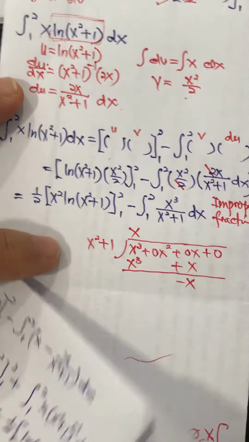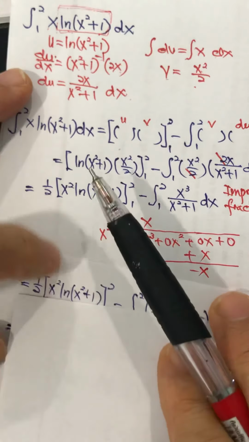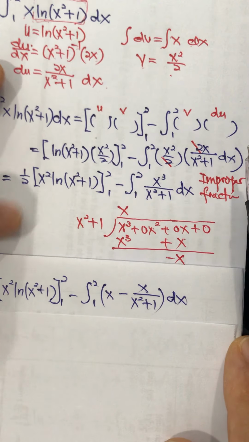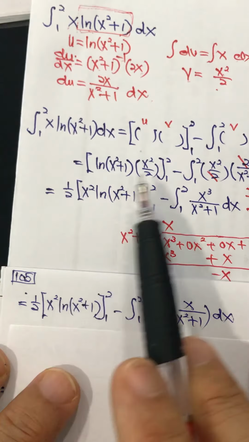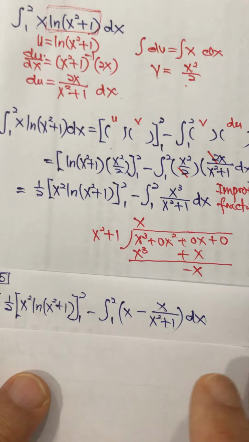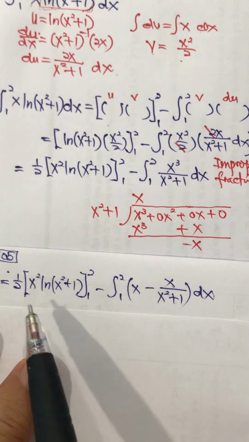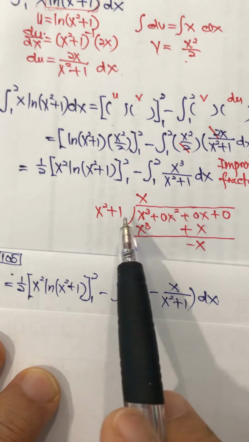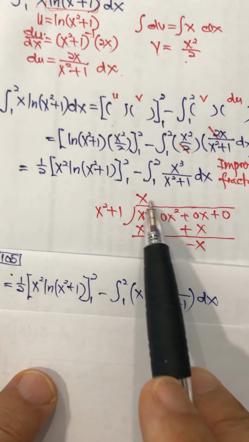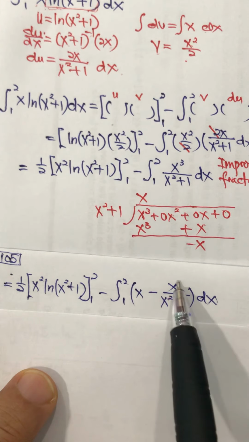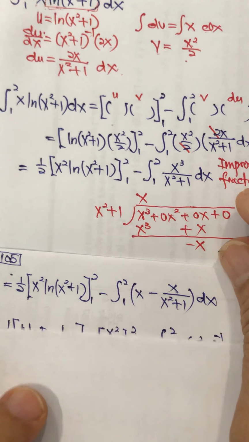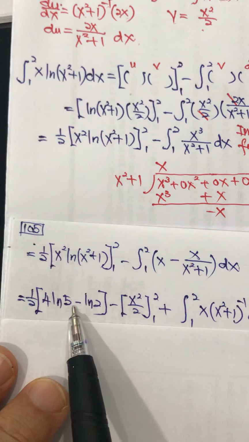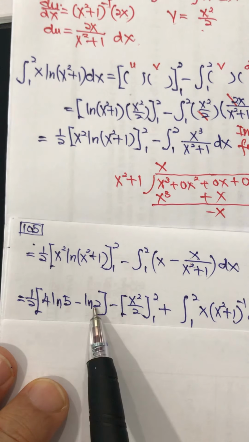Okay, you see, I show you. You will get something like this. Just look at this part. Is it improper fraction? So you will get this half, same, x squared. And then this one, when you change to proper fraction, you have x minus x over this. So this one already becomes a proper fraction. Then we can start to substitute: 4 ln 5 minus, then I substitute 1, I get ln 2, isn't it?